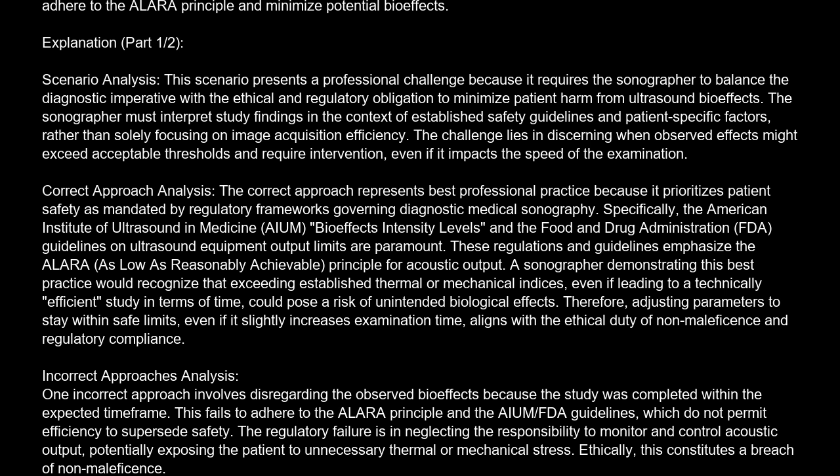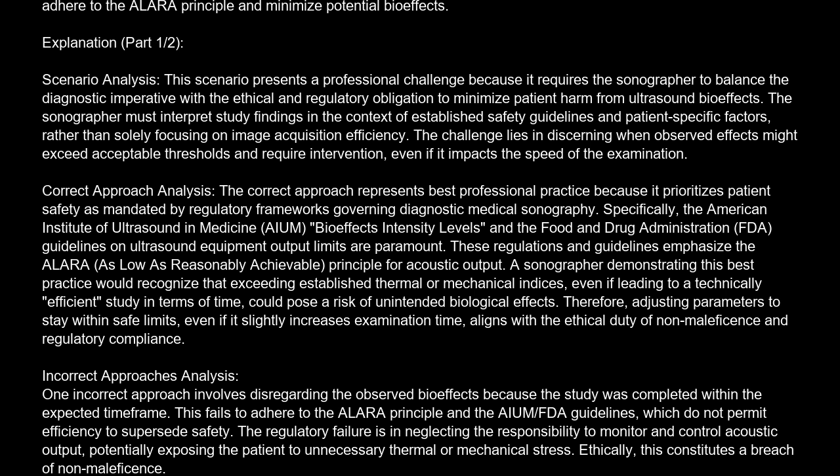A sonographer demonstrating this best practice would recognize that exceeding established thermal or mechanical indices, even if leading to a technically efficient study in terms of time, could pose a risk of unintended biological effects. Therefore, adjusting parameters to stay within safe limits, even if it slightly increases examination time, aligns with the ethical duty of non-maleficence and regulatory compliance.